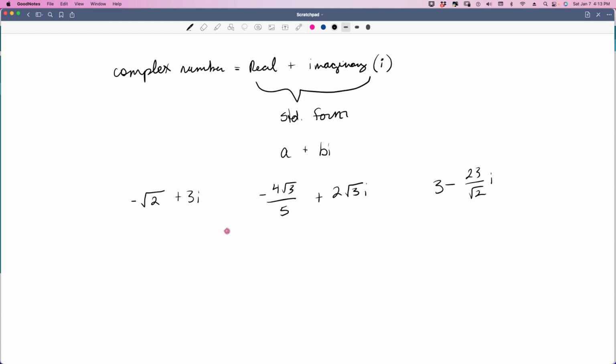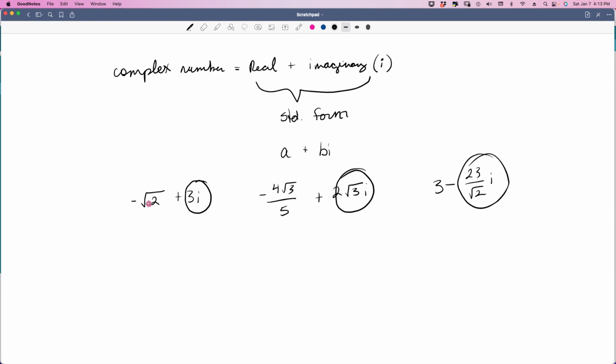So notice that in all of these, the term that has the i in it always comes second. It always comes last when you have these terms. Even if it has a radical sign in it, the radical comes before the imaginary number, because a radical, even though it might be irrational, it is still a real number. It is not an imaginary number.